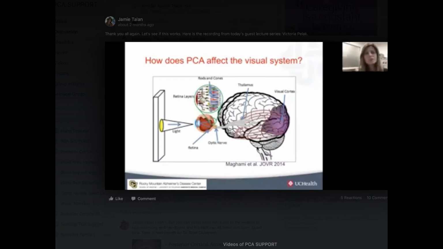So now I want to move on to talk about how PCA affects the visual system. And I think to understand that, we need a little basic anatomy lesson to really also understand what providers, when you see them, are looking at when you tell them about visual symptoms.